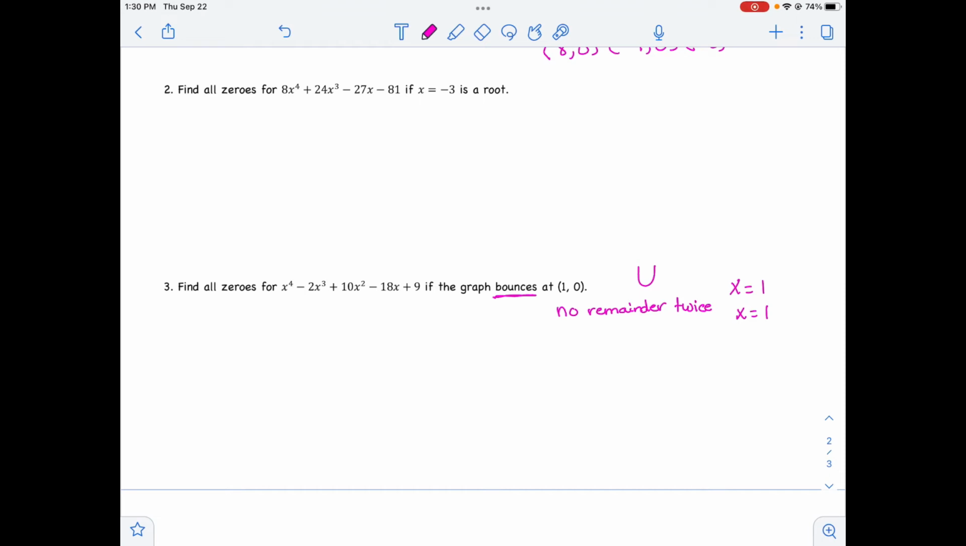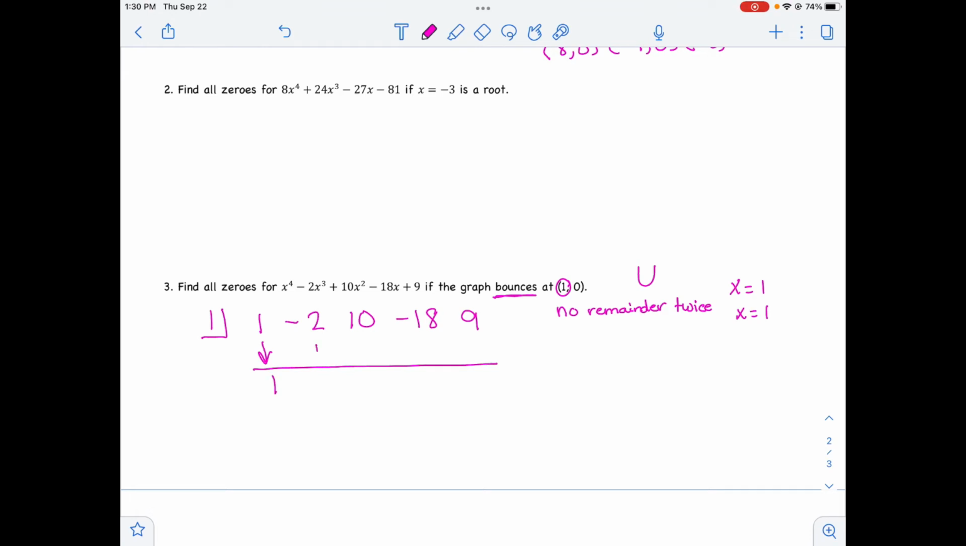Okay, so what this would look like, we're going to make sure that we have pieces for everything: 4th, 3rd, 2nd, 1st, and a constant. And we're going to use our 1 here, because it is a root, for our factor. So 1 is in our box. Then we have 1, negative 2, 10, negative 18, and 9. Bring down the first. And we're going to multiply.